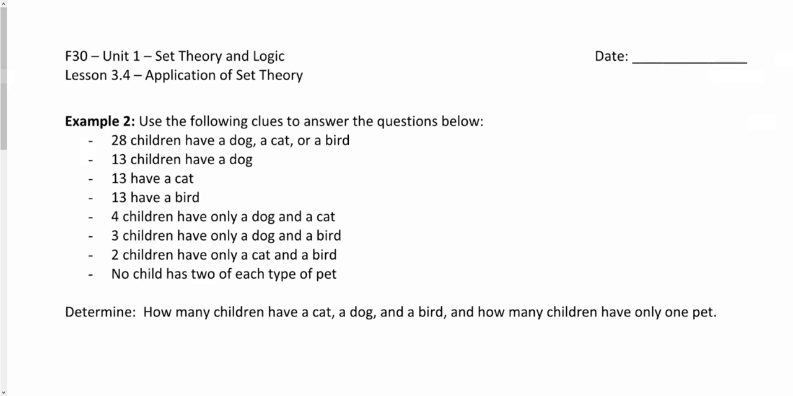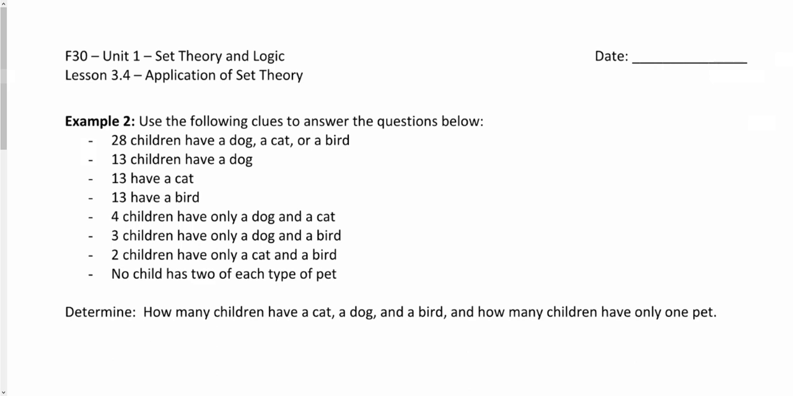Okay, so use the following clues to answer the question below. 28 children have a dog, a cat, or a bird. 13 have a dog, 13 have a cat, 13 have a bird. So if you add those up already, you have 39 animals. So that doesn't quite make sense when you've asked 28 kids, so there's clearly some overlap.